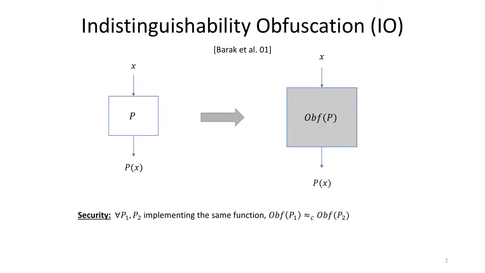It involves an efficient algorithm called an obfuscator that turns any program P into an obfuscated program that has the same input-output behavior. And the security we expect from such a scheme states that for any two programs P1 and P2 that implement the same function, that means they have the same input-output behavior, the obfuscation of P1 should be computationally indistinguishable from the obfuscation of P2.